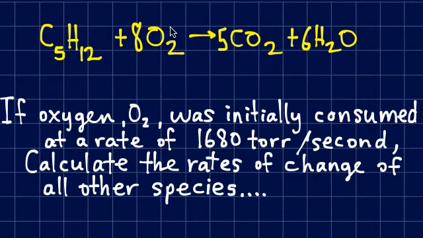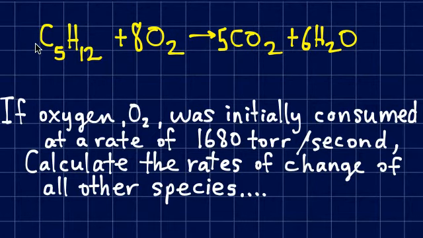I consume oxygen at a rate 8 times larger, 8 times faster than I consume the pentane. And this is a 5 and this is a 6. I wonder what that means. Oxygen is initially consumed at a rate of 1680 torr per second, so I'm consuming this at this rate. Calculate the rates of change of all the other species.